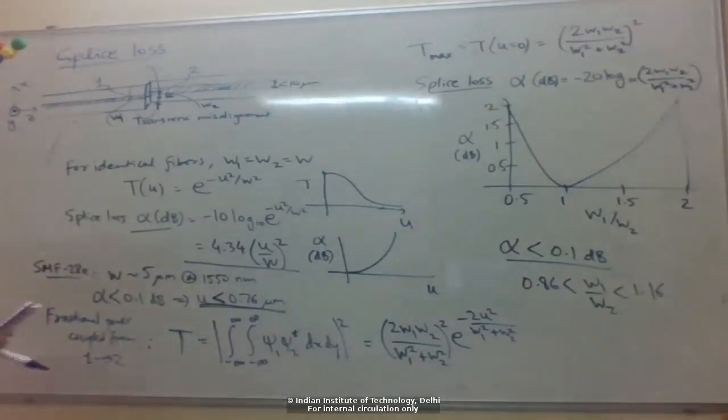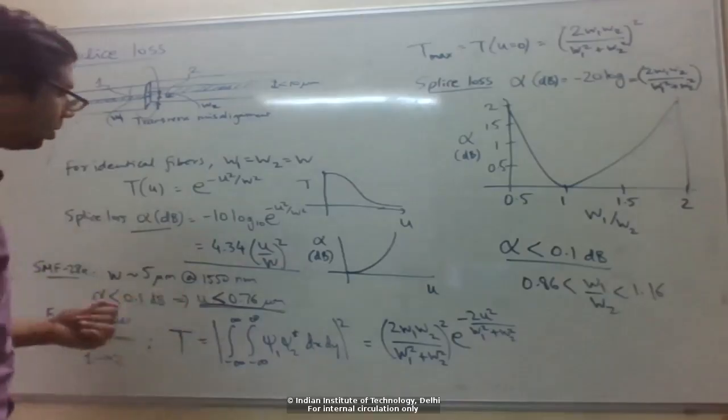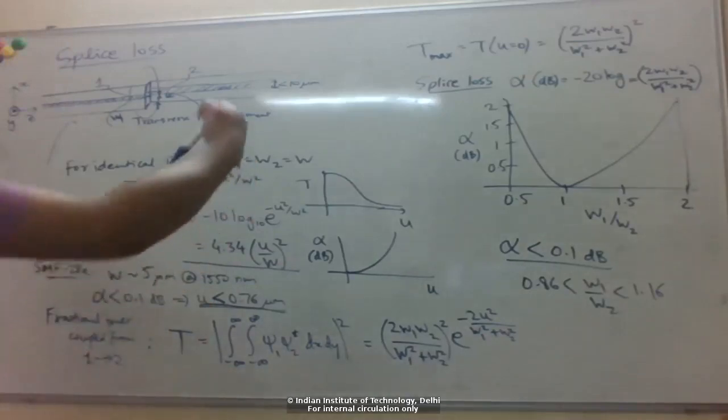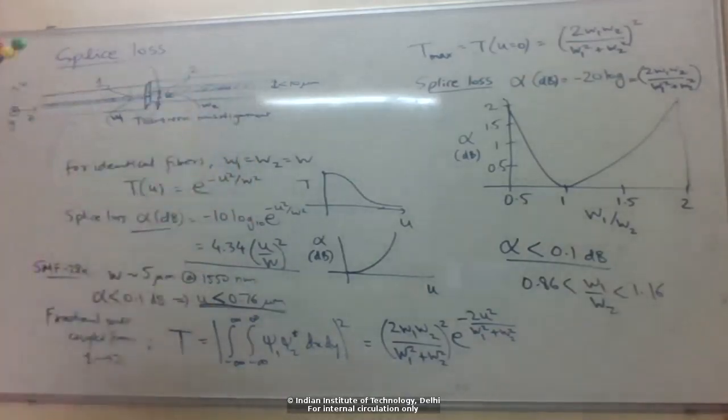So again, this shows that transverse alignment is very, very critical. You need at the very least sub-micron precision in, for example, your fusion splicer to align these two.